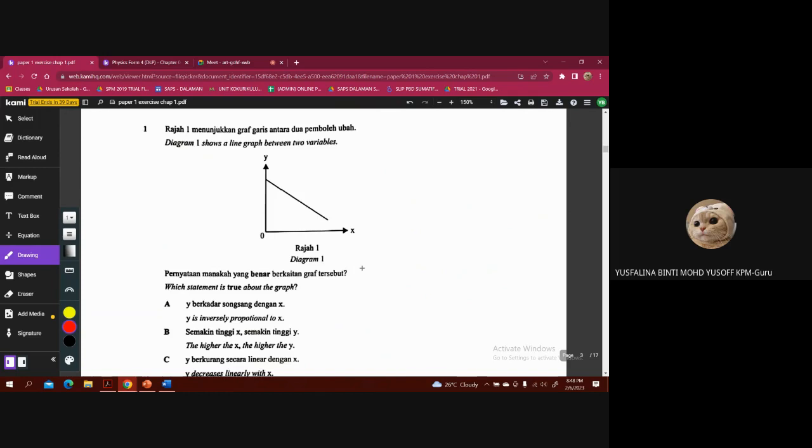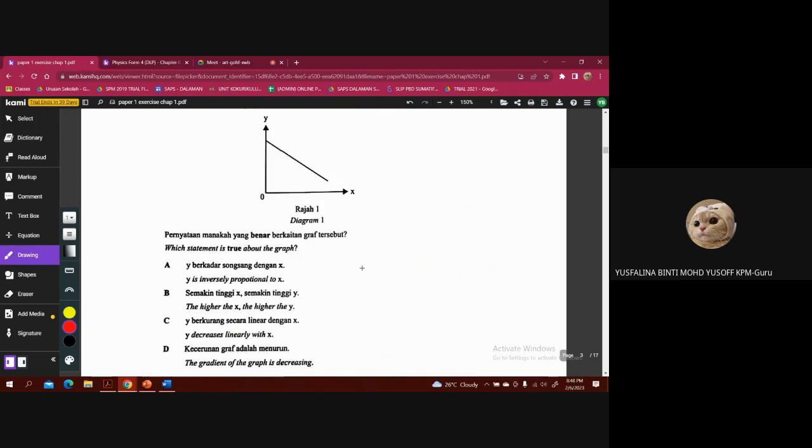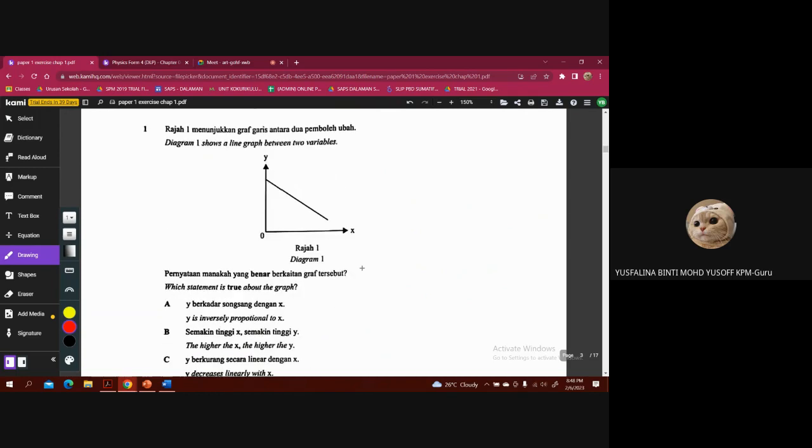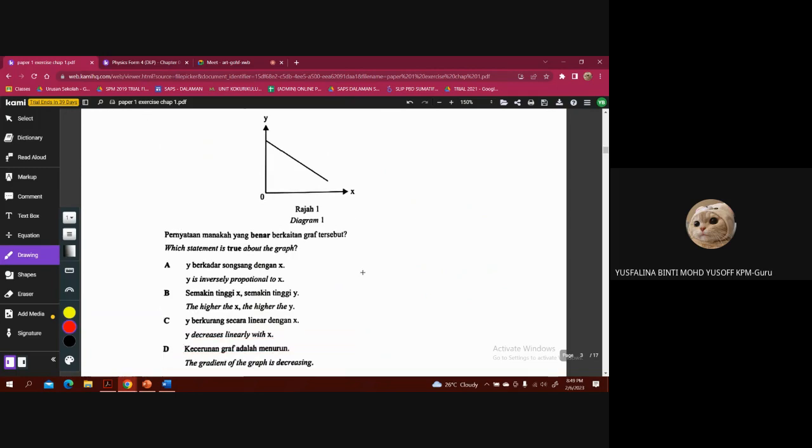Okay, this one is a line graph between two variables. It says, which statement is true about the graph? Y is inversely proportional? No, this is not the graph for inversely proportional. This is decreasing linearly. It says the higher the x, the higher the y. No, this one, the higher the x, the lower the y, right? So C, y decreases linearly with x. So the answer is C.